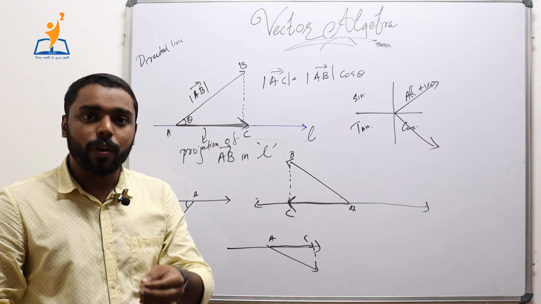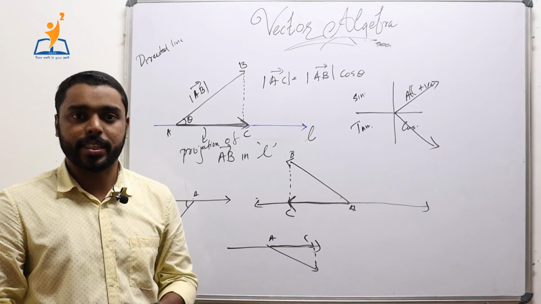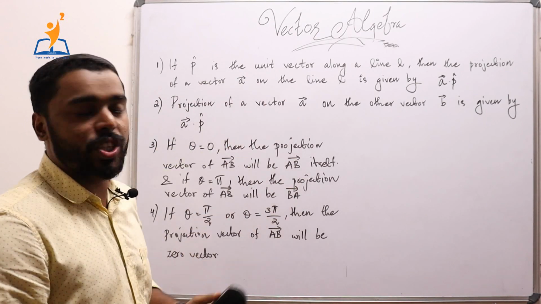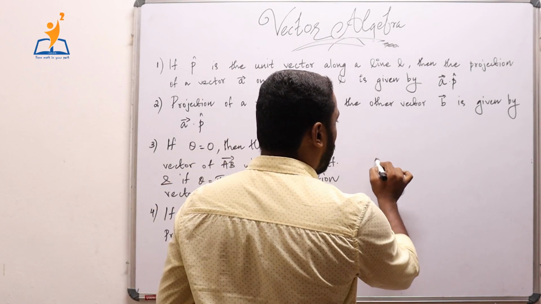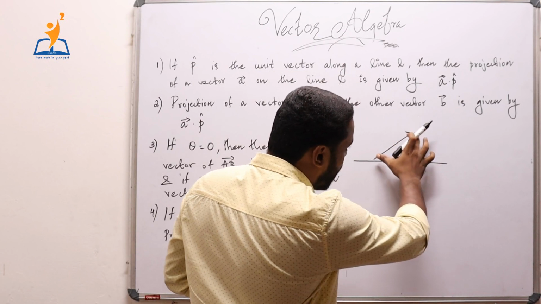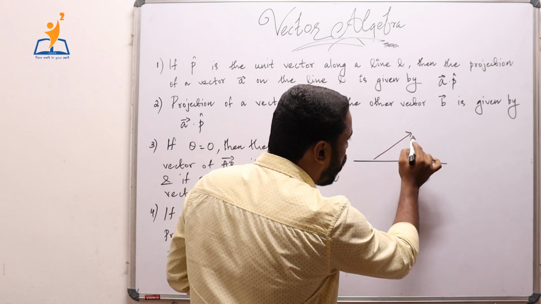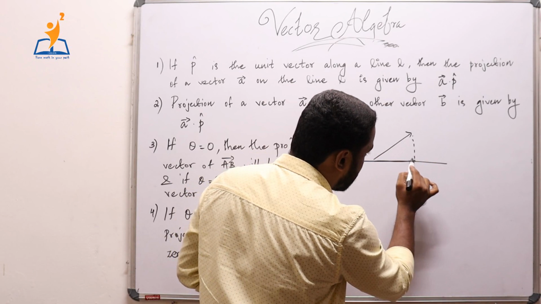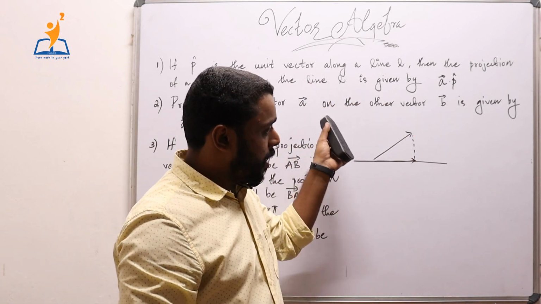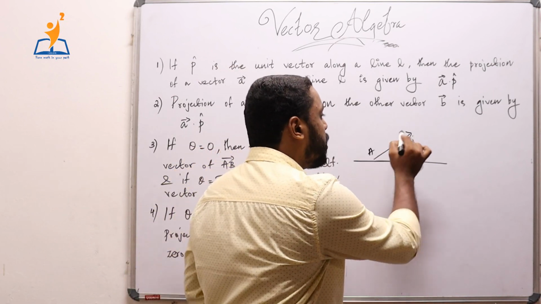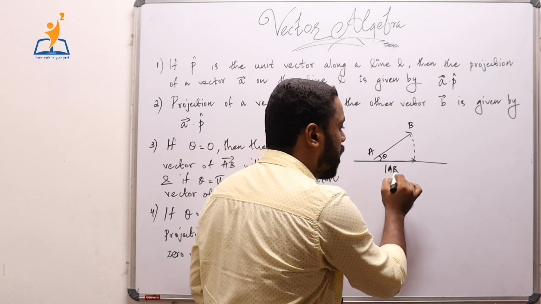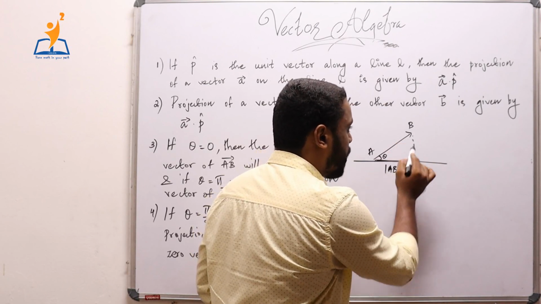Now we shall move to some observations regarding the projection of a vector. Recall that whenever we are given a vector and a directed line, the projection means we are considering this vector onto this directed line, so we get a vector here. This is the projection of the vector AB, and its magnitude can be evaluated by modulus of AB cos theta, by the trigonometric right angle formula.